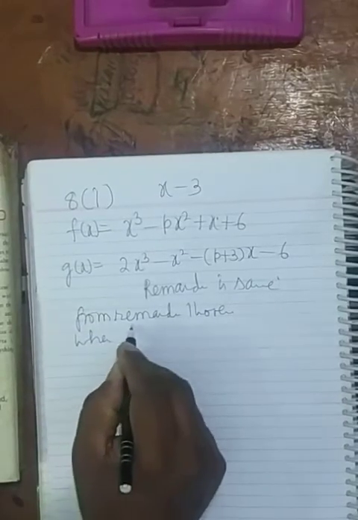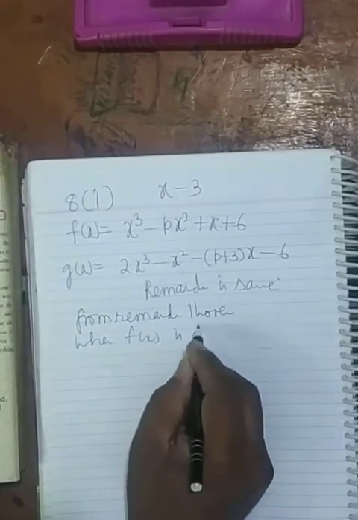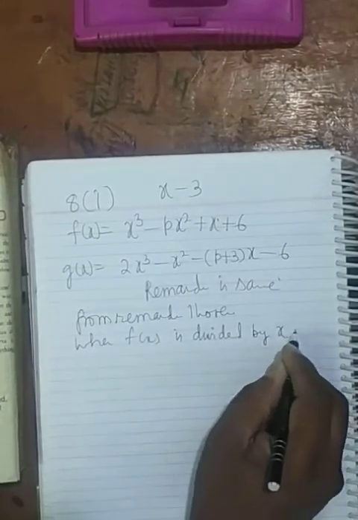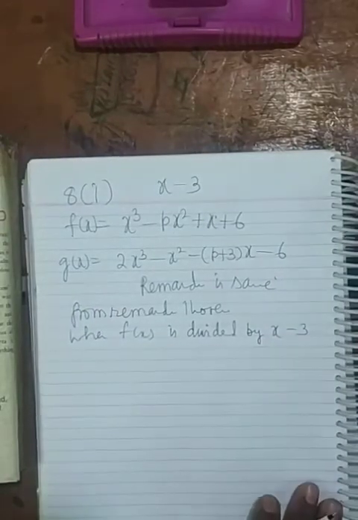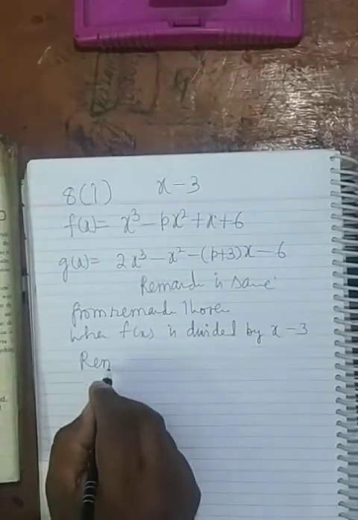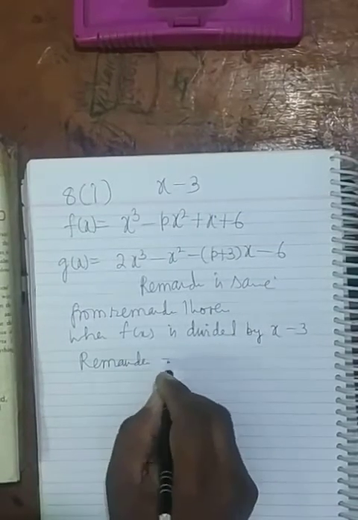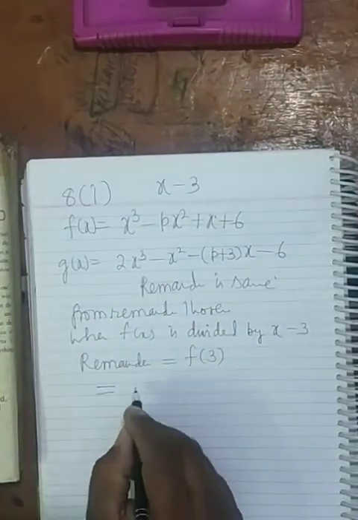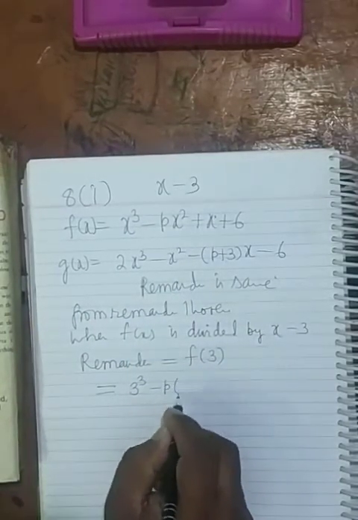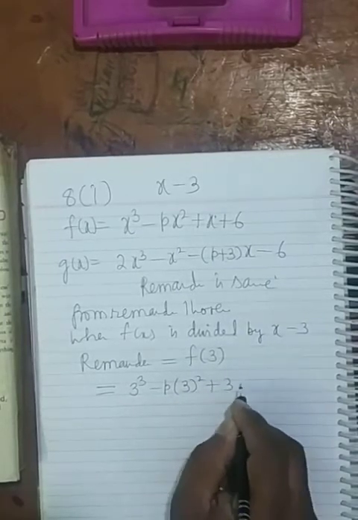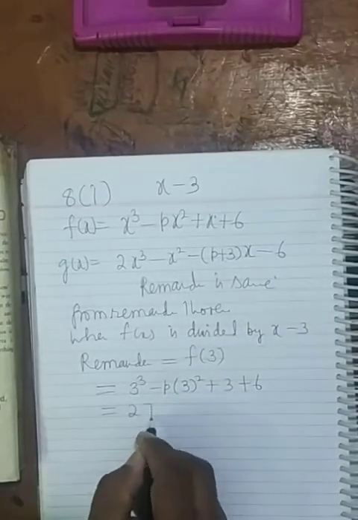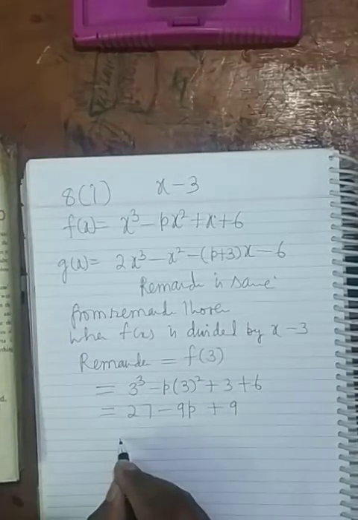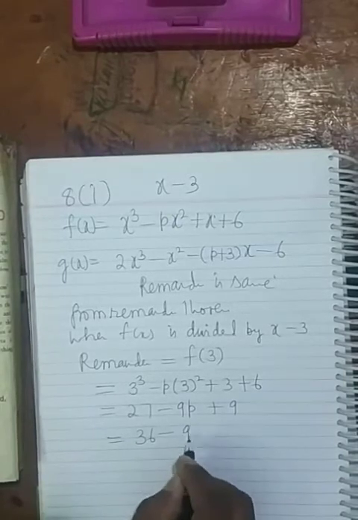When f(x) is divided by x minus 3, what will be the remainder? F of 3. So you find the remainder here. This will be 3 cube minus p into 3 square plus 3 plus 6, which equals 27 minus 9p plus 9. So this will equal 36 minus 9p.